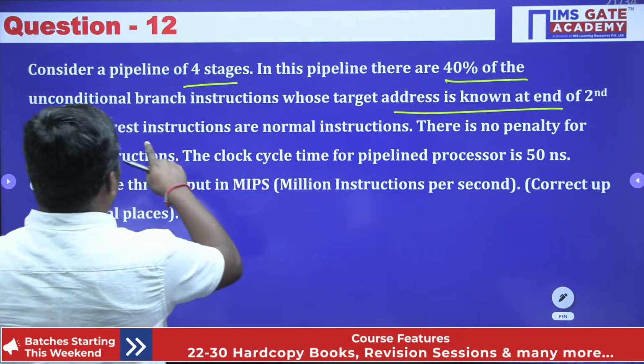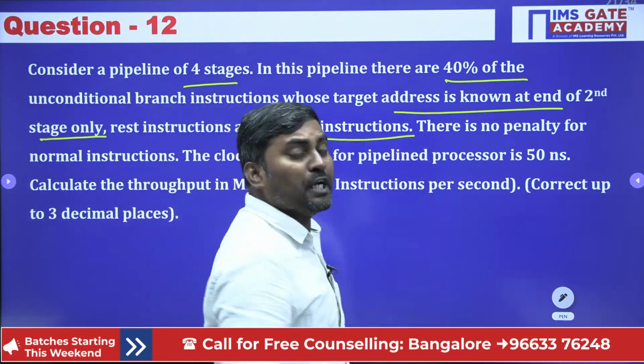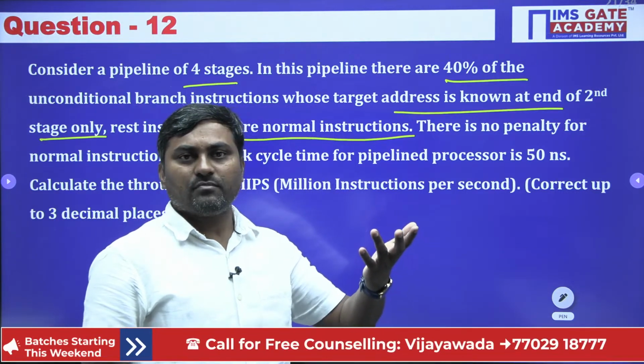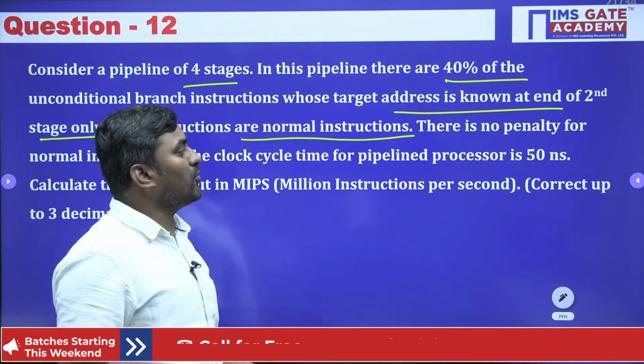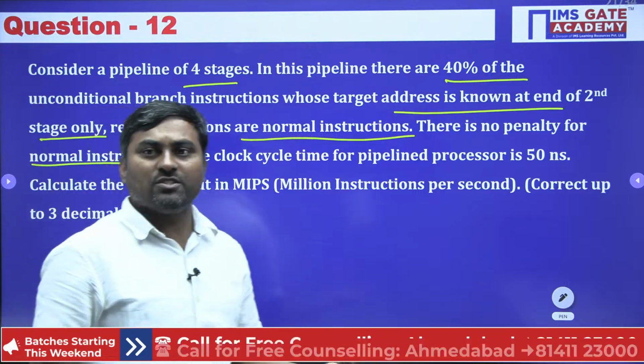And the rest of the instructions are normal instructions. What are normal instructions? Independent instructions, as you understand. Normal instruction means independent. Here, unconditional branches are 40%, and 60% are normal only. There is no penalty for the normal instructions, meaning an independent instruction will take 1 clock.